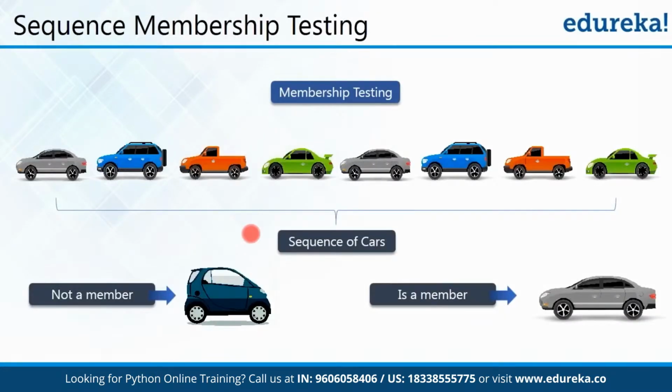Now comes membership testing. Let me give you an example of membership testing. As you can see, there is a car that is present here. If you want to know whether this particular car is a member of this sequence or not, you can do that with the help of membership testing. As you can see, this car is currently not a member of this particular sequence, so it is not a member. But what about this car? As you can see, it is present in this sequence, at index 0 as well as at index 4. So it becomes a member of this particular sequence. So you can test whether a particular element belongs to a sequence or not. That is membership testing. We'll move forward and see what other operations you can perform with sequences.